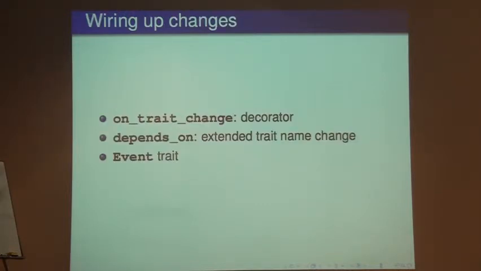All we did was we wired up changes using the on_trait_change decorator. We used depends_on. So we created a property, the property depends on other traits. And then we used an event trait so that we hooked up any changes to S, R, and B to the ODE solver. Okay?